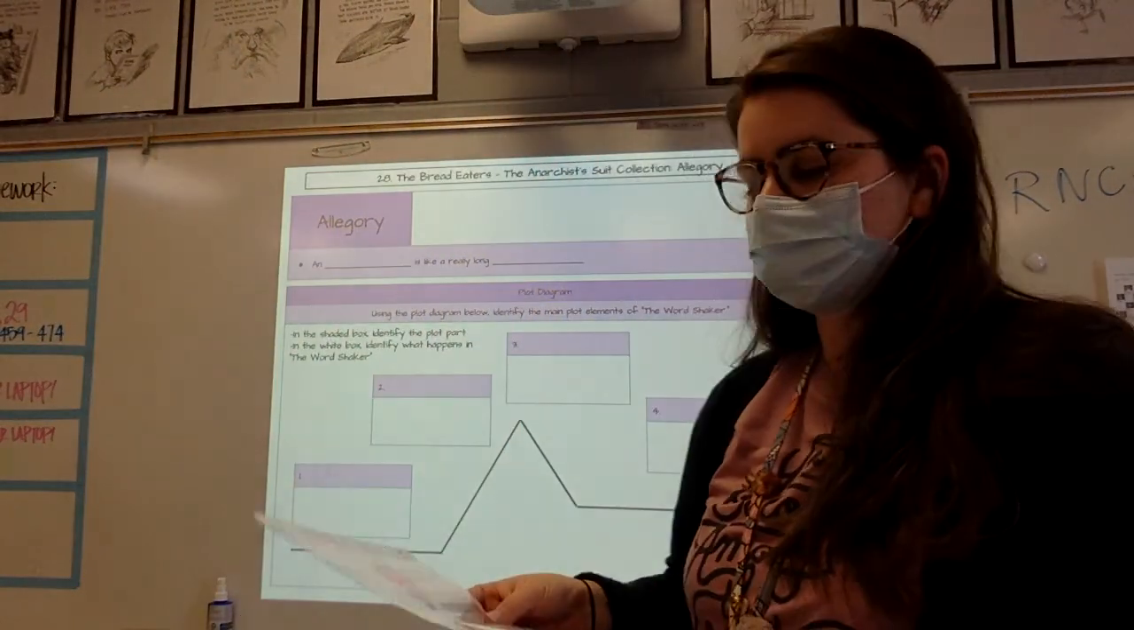So we're on page 44 in the workbook. Hopefully the computer doesn't fall off.